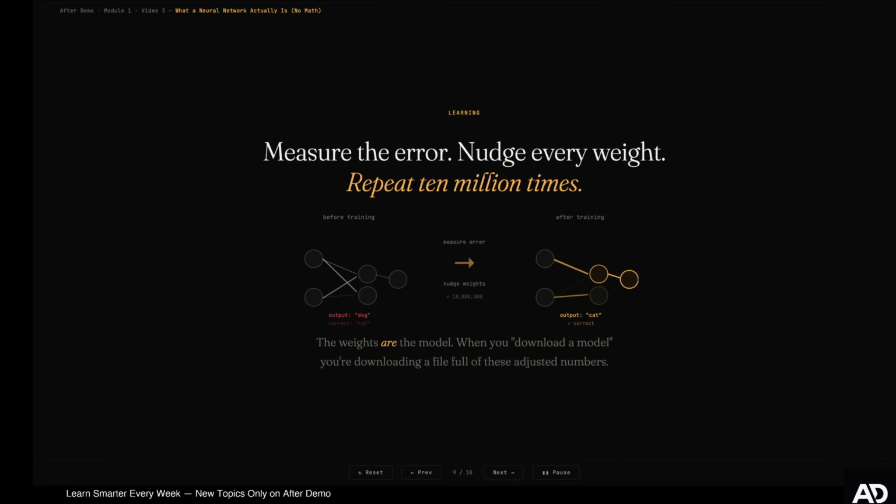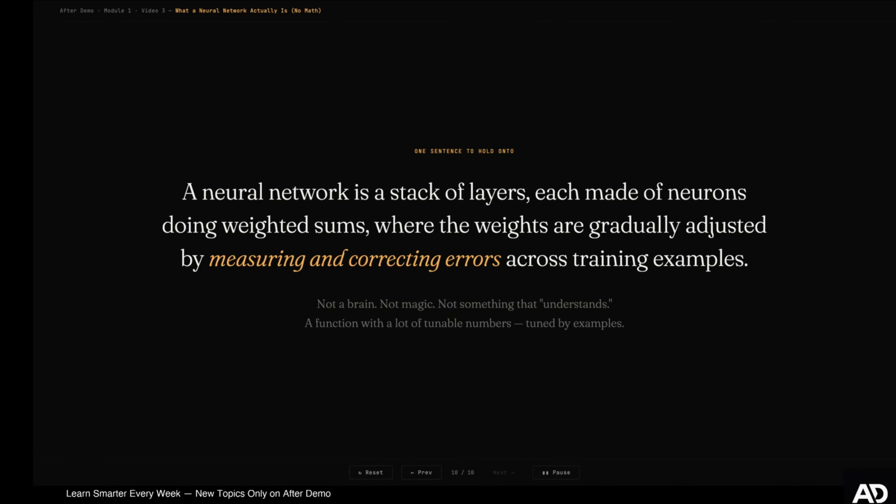So let's close the loop. A neural network is a stack of layers, each made of neurons, each doing simple weighted sums, where the weights are gradually adjusted by measuring and correcting errors across thousands of training examples. That's it. Not a brain, not magic, not something that understands. A function with a lot of tunable numbers, tuned by showing it a lot of examples of what we wanted it to get right.